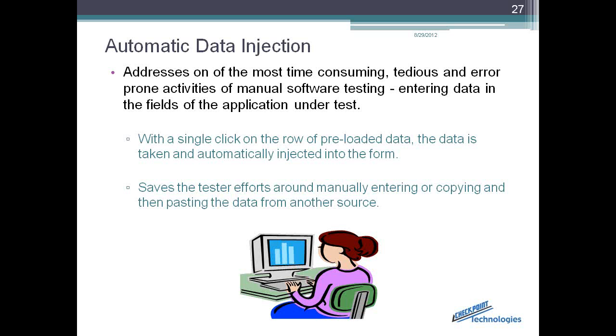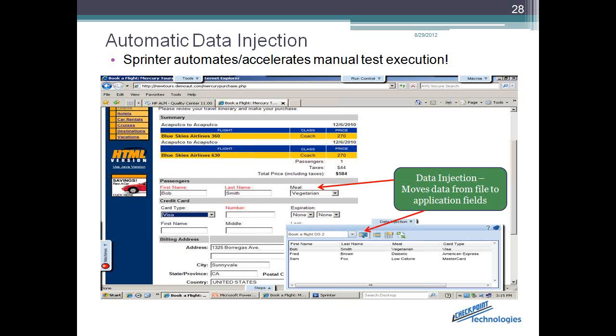All right, so as far as the data injection side, as I mentioned before, associating a spreadsheet to Sprinter and then injecting data into your application is going to help with things that are very repetitive. Maybe you have a customer screen that's very long. You want to make sure that everything is exactly correct for purposes of auditing or whatever the case may be. So this is going to keep the tester from having to keep manually typing information onto their system.